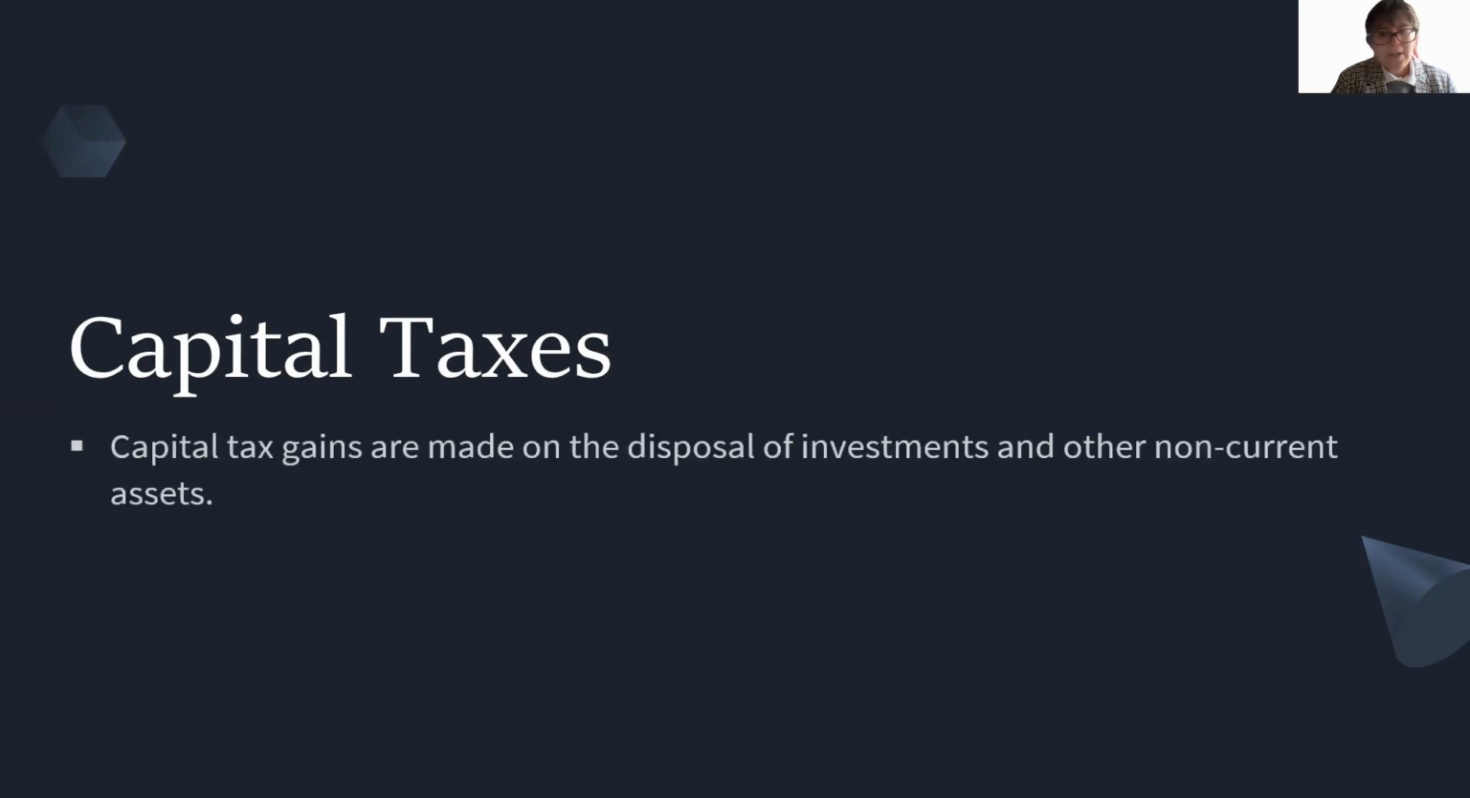So the second part we're going to look at is going to be the capital taxes. Capital gains are going to be made on disposal of investments and other non-current assets. In order to calculate, again, we need to do our sale proceeds less our asset at cost value.